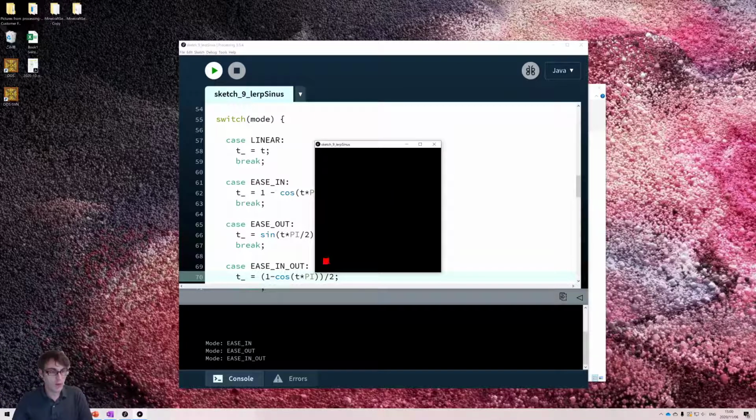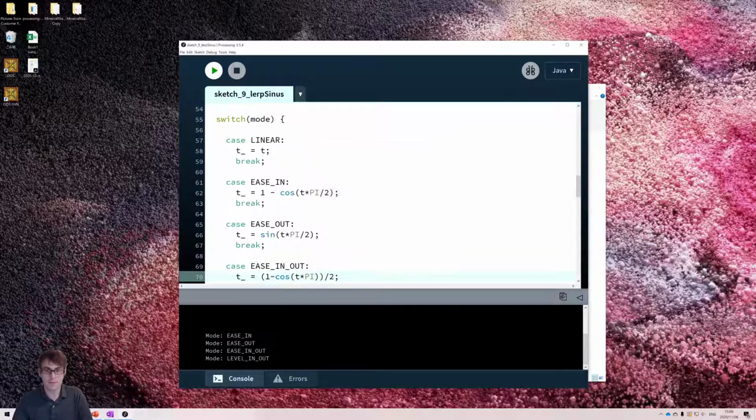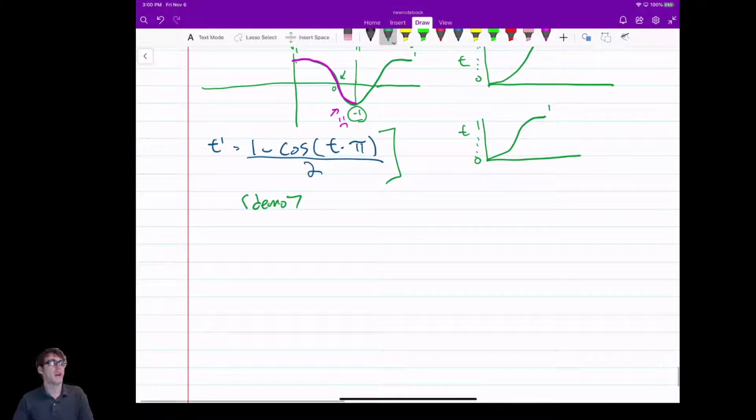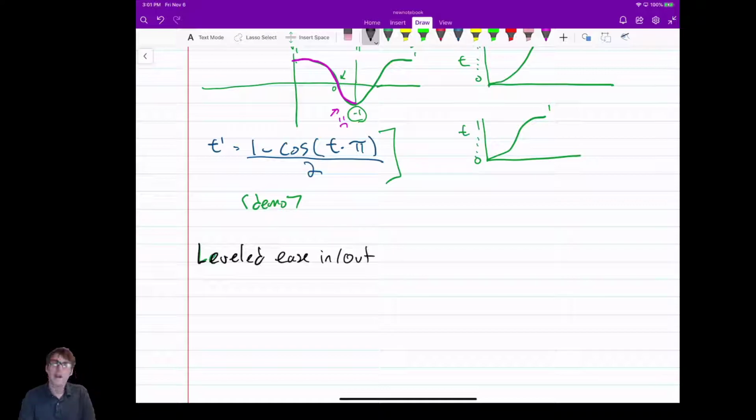Now there's one last example I want to show here. It's called leveled ease in out, and it's a little bit less clean than these other ones, but I'll explain it nonetheless. You might have noticed from the example it's kind of dramatic. Whoa, like a lot of acceleration, a lot of deceleration. It feels a little bit active, high energy.